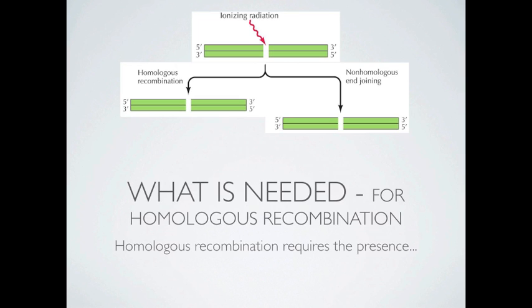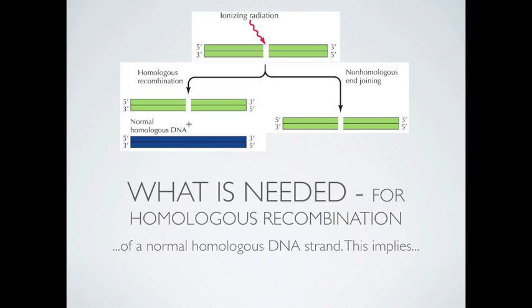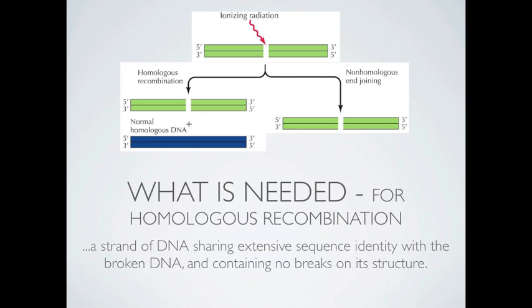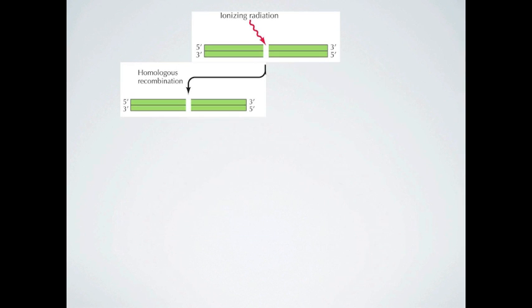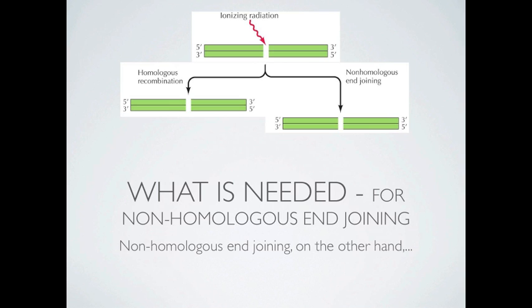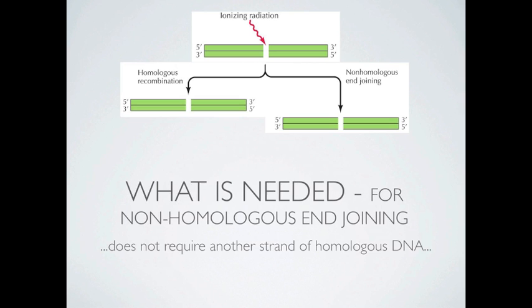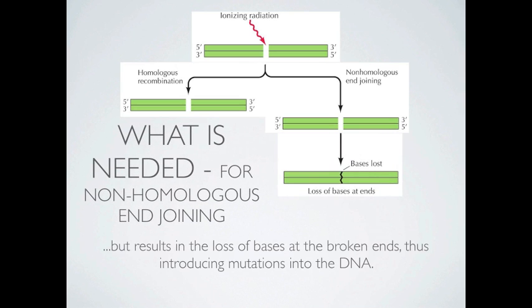Homologous recombination requires the presence of a normal homologous DNA strand. This implies a strand of DNA sharing extensive sequence identity with the broken DNA and containing no breaks in its structure. Upon homologous recombination, the broken DNA is fixed without any losses in DNA information. Non-homologous end joining, on the other hand, does not require another strand of homologous DNA, but results in the loss of bases at the broken ends, thus introducing mutations into the DNA.